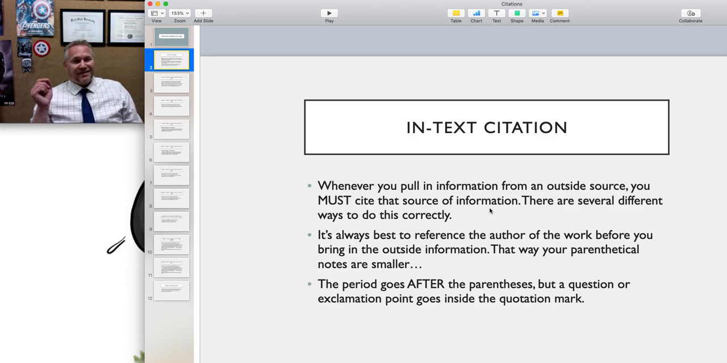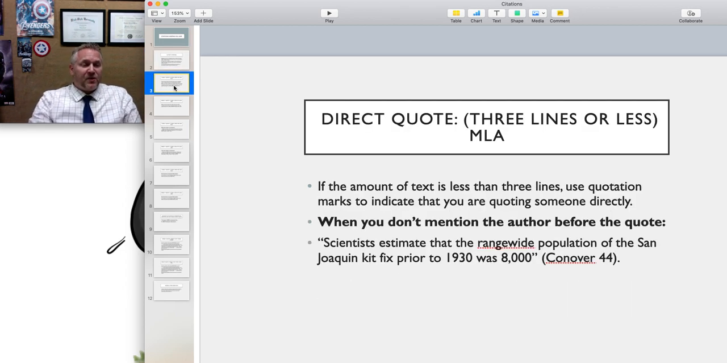Okay, and the second thing that we have to make sure that we do is to make sure that the period goes after the parentheses. Okay, but whenever you're using a question or an exclamation point, it goes inside the quotation mark. And I'll show you examples of this to make sure that you understand and are doing it correctly. Okay, but let's move on, and I want to show you both in APA and MLA style how to do things correctly. Okay, so whenever you directly quote somebody, you must put their words in quotation marks.